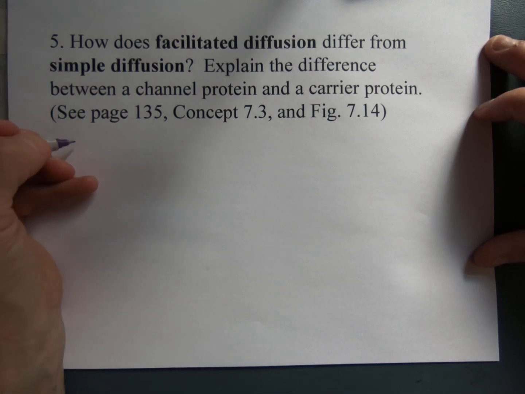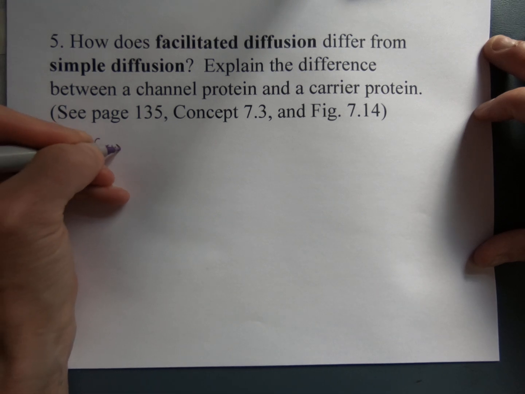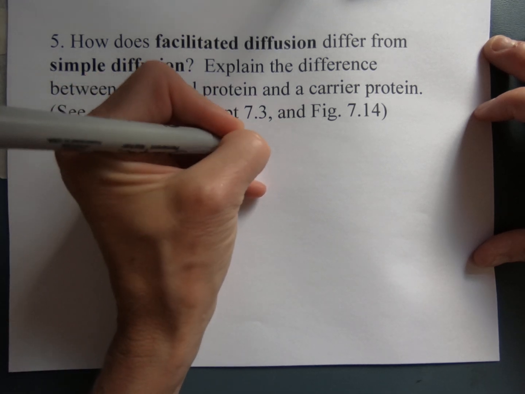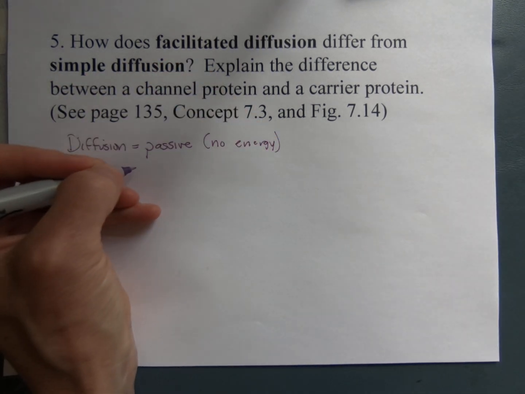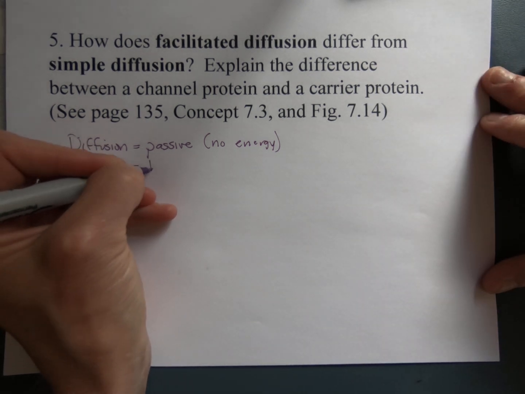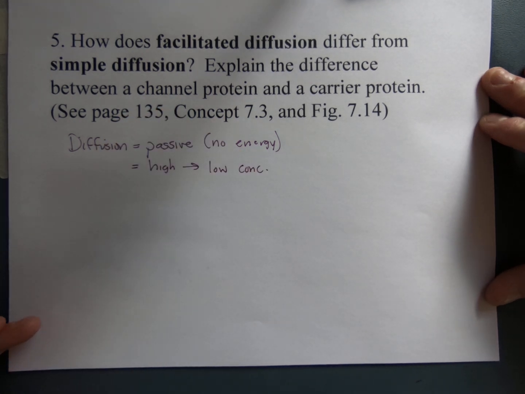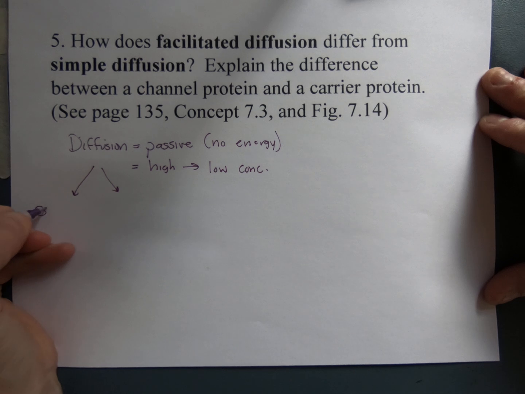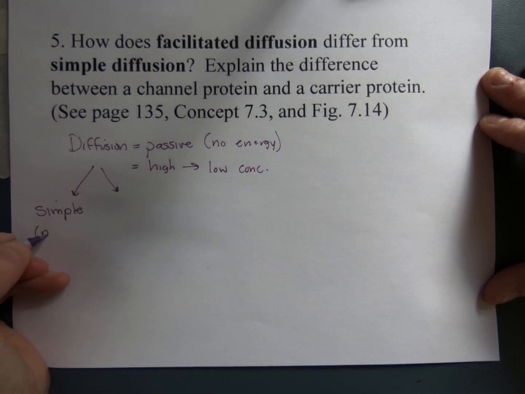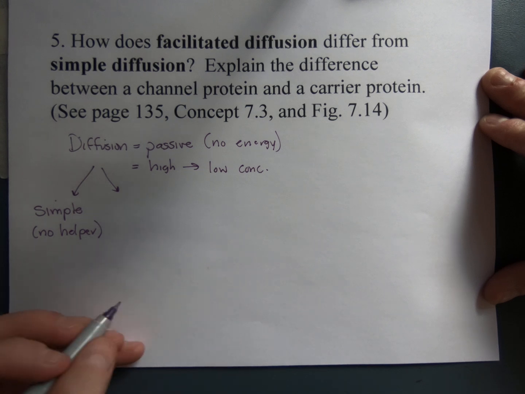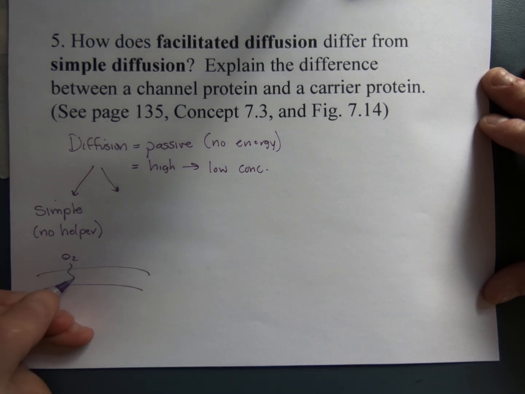Okay, diffusion, remember, is a passive process, so no energy is required for either of them. But diffusion involves the movement of molecules from high to low concentration, right? There are two different types of diffusion. One I call simple diffusion, which doesn't need a helper. In simple diffusion, molecules can simply diffuse directly across a membrane. Oxygen can diffuse directly across the membrane without a helper.